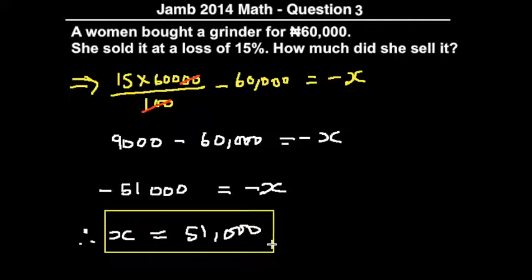If you did all this work and you found out that x was some number greater than 60,000, then you know you have done something wrong, since selling for more than 60,000 would not be a loss, but instead would be a profit.